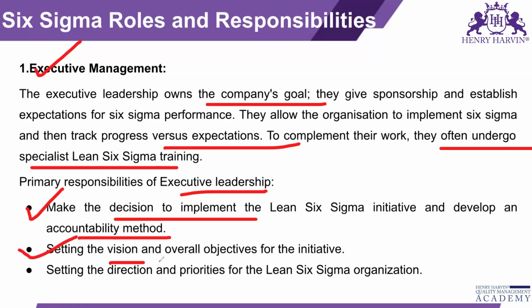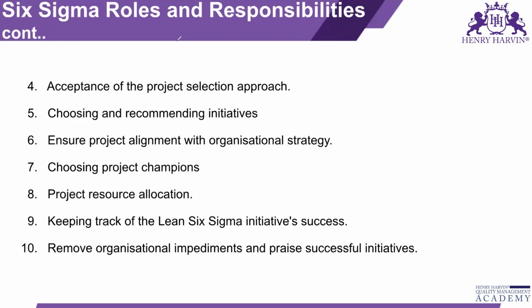So being an owner, he's going to set the vision and mission of the company as well as the projects. He's going to set the direction and priority for the Lean Six Sigma based organization. All right. Next one. Based on that, yeah, kindly continue, then I'll explain. Acceptance of the project selection approach. 5th, choosing and recommending initiatives. 6th, ensure project alignment with organization strategy. 7th, choosing project champions. 8th, project resource allocations. 9th, keeping track of the Lean Six Sigma initiative success. 10th, removal of organization impediments and praise successful initiatives.